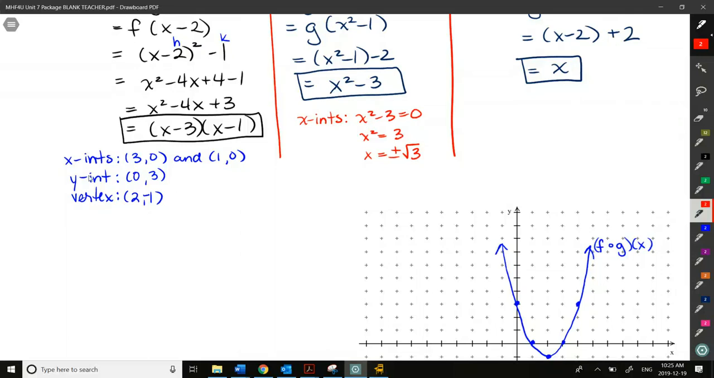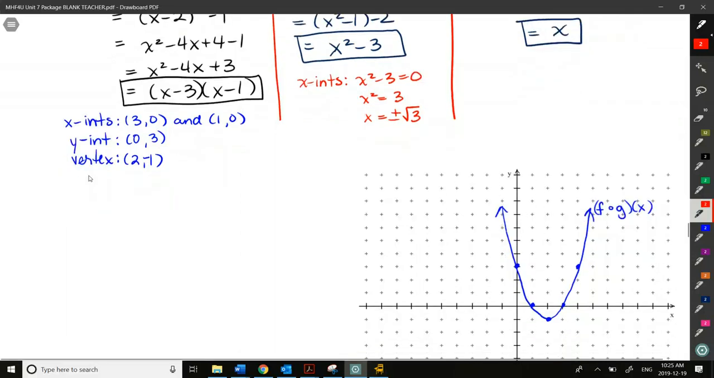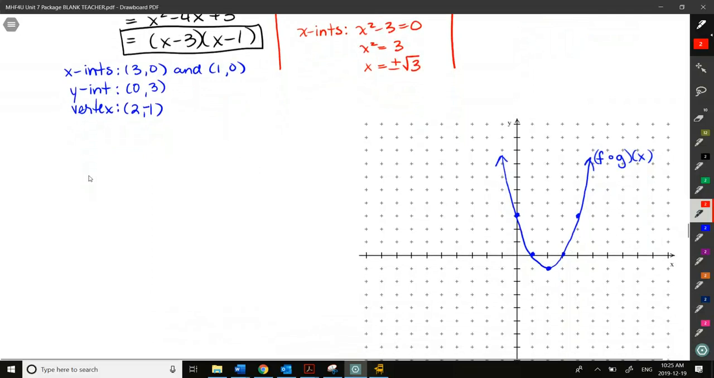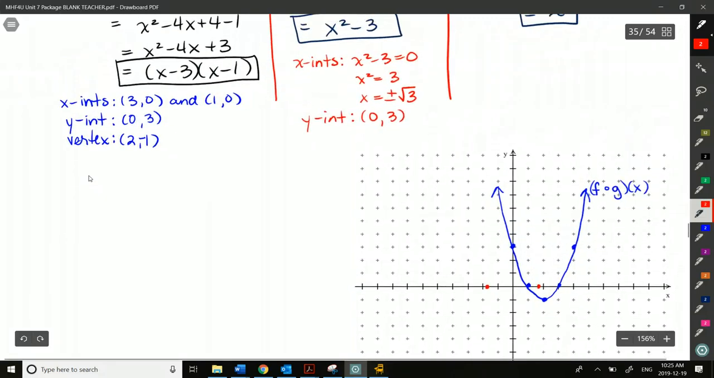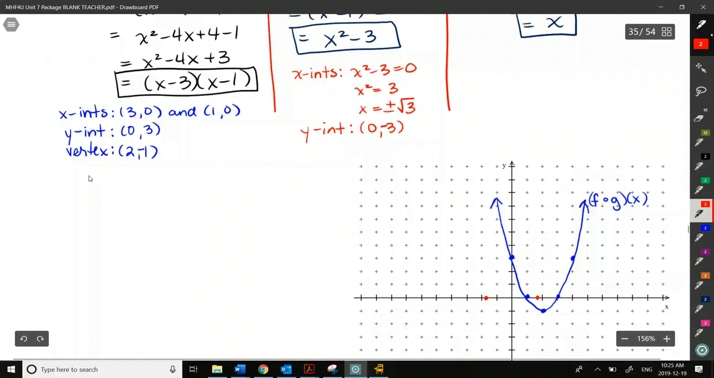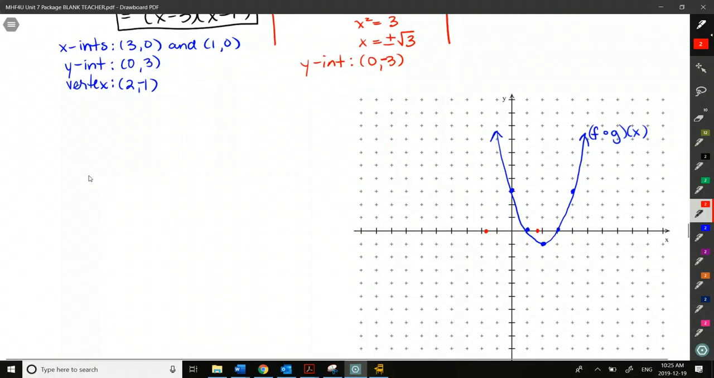What's the square root of 3? 1.7-ish, we'll say. Yeah. So here and here. And the y-intercept for this also happens to be the vertex. It can be found at 0, negative 3. And I'm just using the constant for my function here. So that is actually going to be right down here.